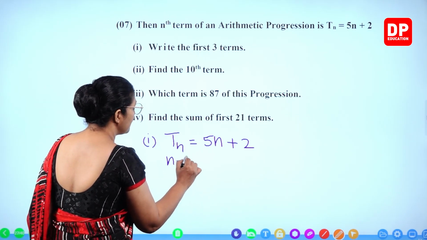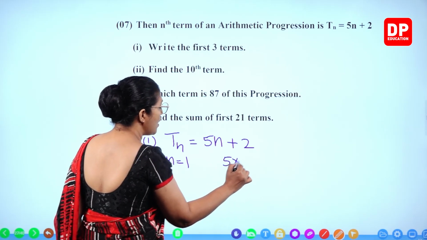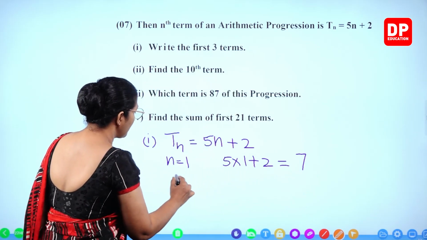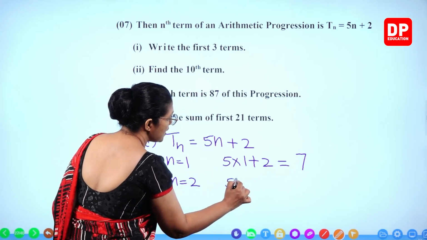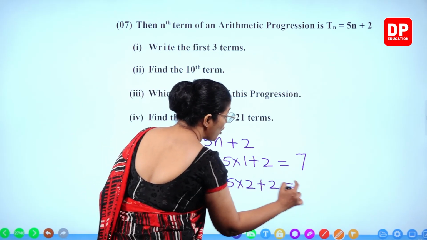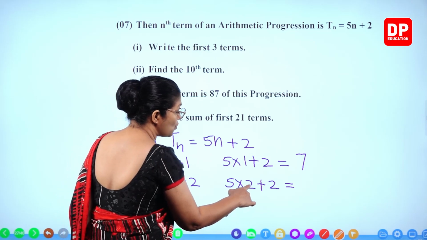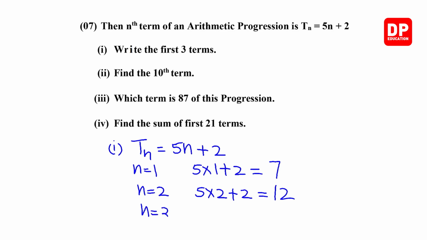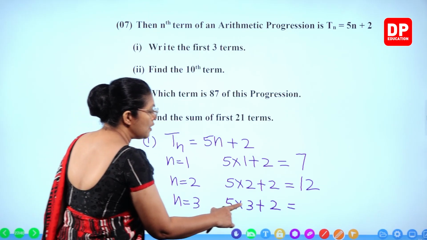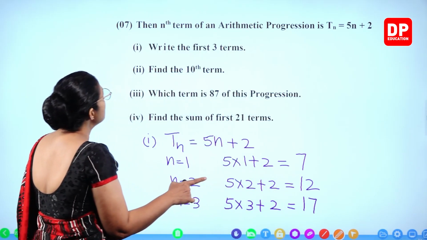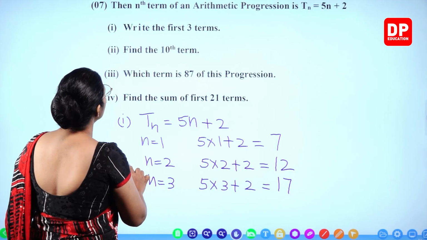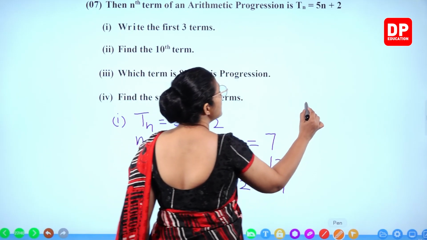So, let's find n equals 1. 5 times 1 plus 2. So, 5 plus 2, 7. N equals 2. 5 times 2 plus 2. According to BODMAS, you have to multiply first. 5 times 2, 10. 10 plus 2, 12. N equals 3. 5 times 3 plus 2. So that's 5 times 3, 15. 15 plus 2, 17. So these are the 3 terms. Then find the 10th term. How you find out the 10th term? You find T10.